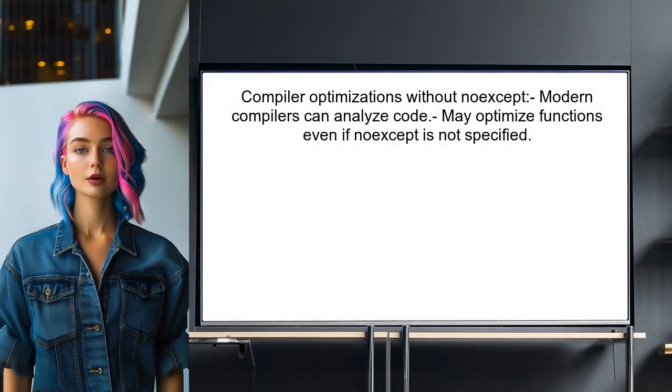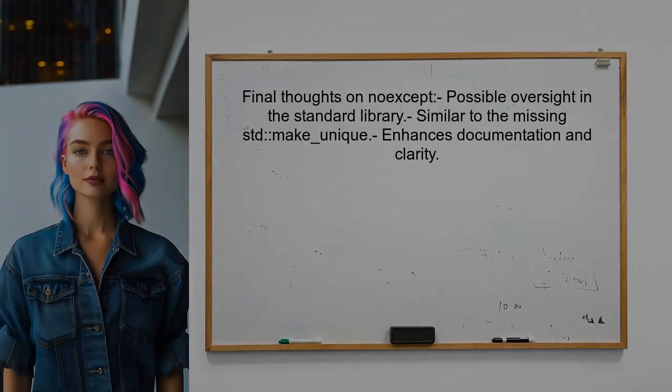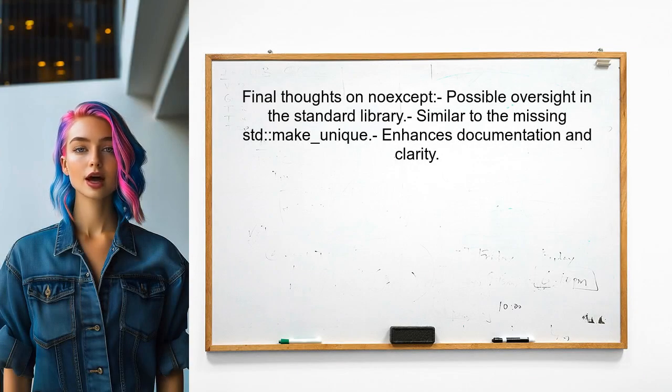Additionally, the user might think about the role of the compiler. It is possible that modern compilers can optimize functions effectively, even without the noexcept specifier, by analyzing the code. Finally, the user can reflect on the idea that the absence of noexcept in some functions could be an oversight. Similar to the earlier omission of std::make_unique, it may simply be a case of missed opportunities for better documentation.